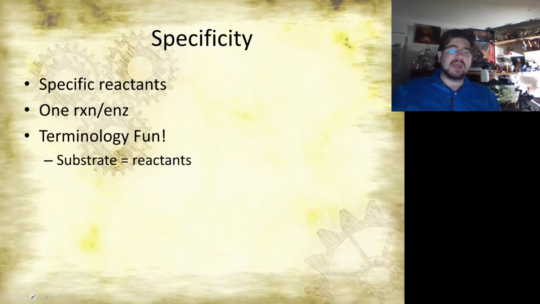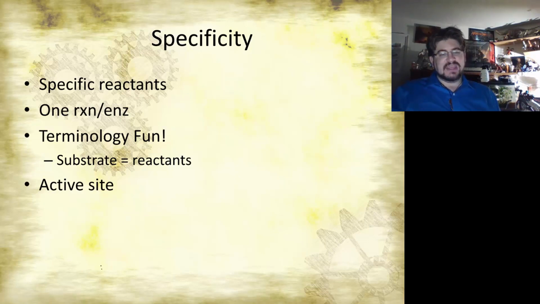So when we talk about enzymes and the reactants to which they're binding, we're going to be using the term substrate. So if it's an enzyme that breaks glucose down into C3H3O3 pyruvate, then glucose is the substrate that binds to the enzyme. Glucose is the reactant, so glucose is the substrate. The substrate is the reactant. This is some enzyme terminology fun.